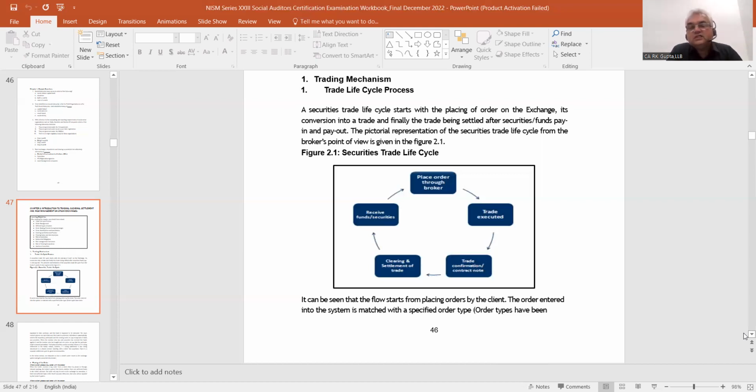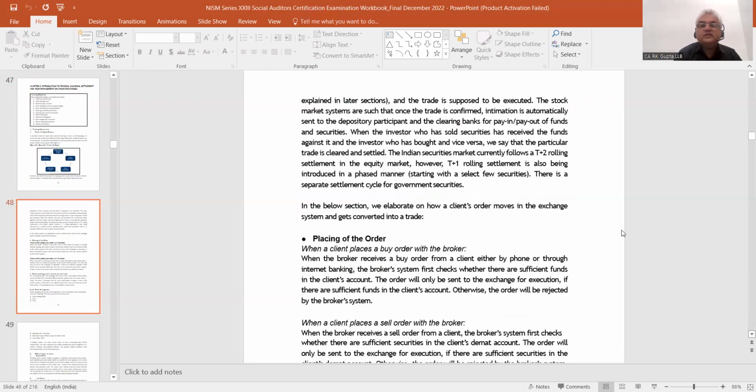So it can be seen that the flow starts from placing the order with the client, and the order entered into the system is matched with a specified order type. Order types have been explained later in the section, that is buy and sell. And the trade is then executed. The stock market systems are such that once the trade is confirmed, intimation is automatically sent to the depository participant and the clearing banks for pay in or pay out of the funds and securities. We have already understood the concept of depository participant in chapter 1. So can anybody tell who is a depository participant?